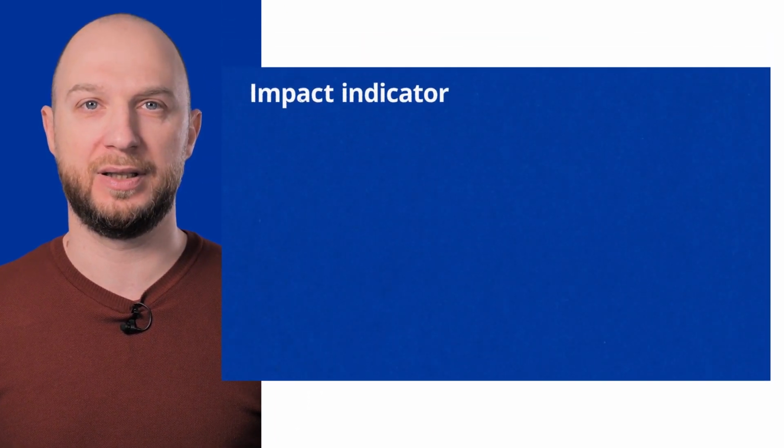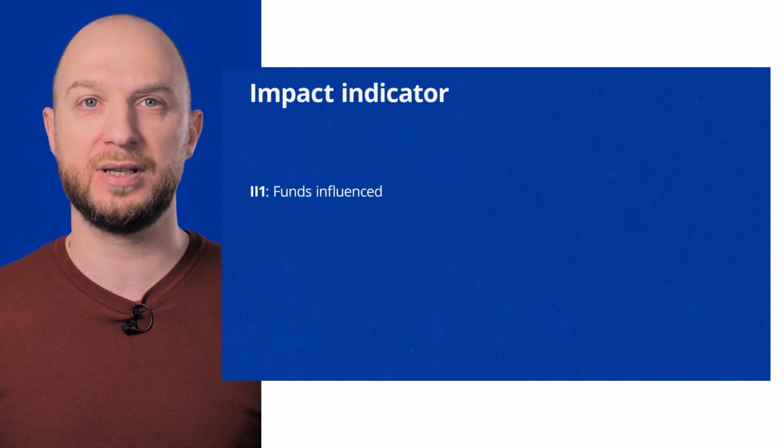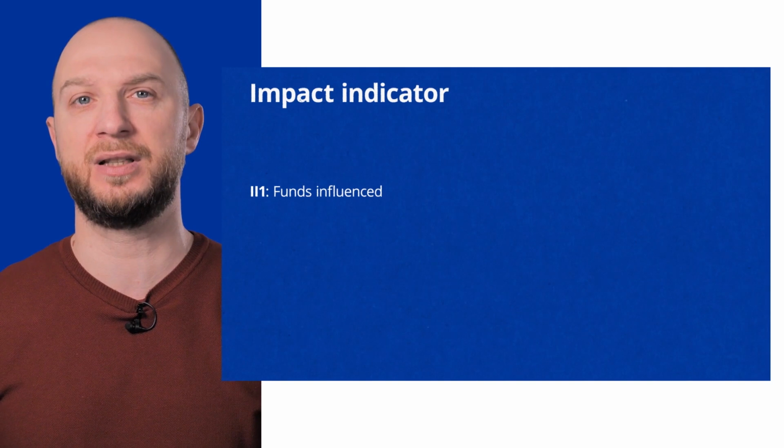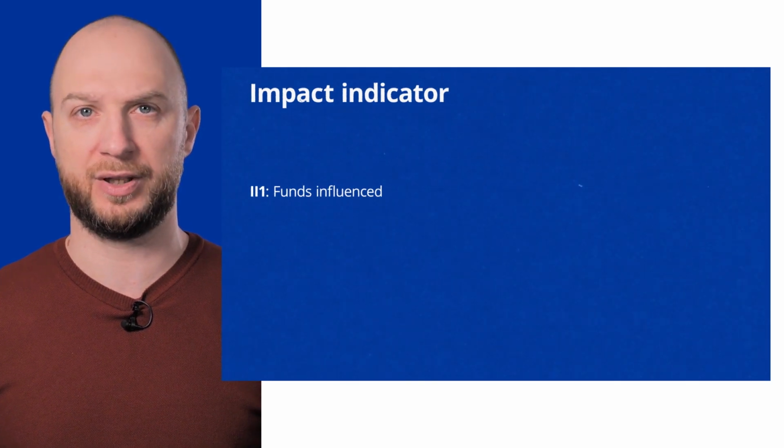Talking about impact, we only have one impact indicator. This is funds influence, and it estimates the financial impact of the policy improvements achieved thanks to the project. The impact indicator does not need to be set in the application form, and the estimated value does not need to be provided. The impact will only be measured through the progress reports.